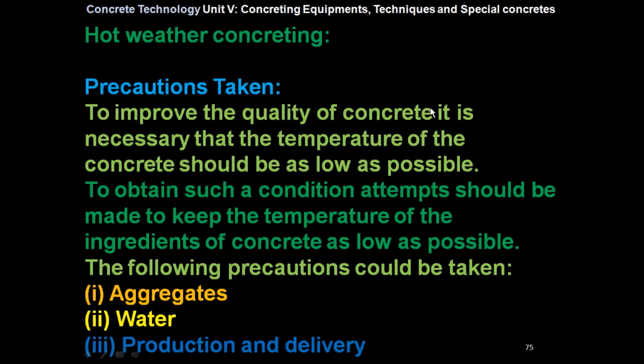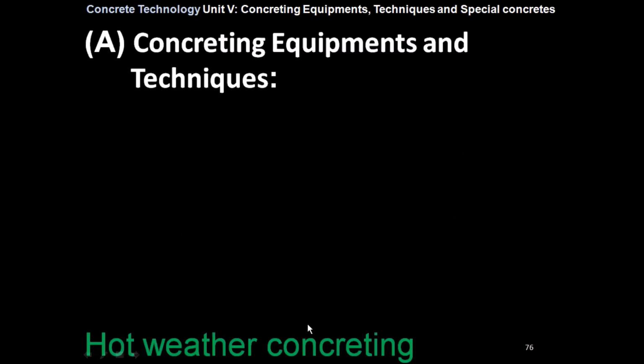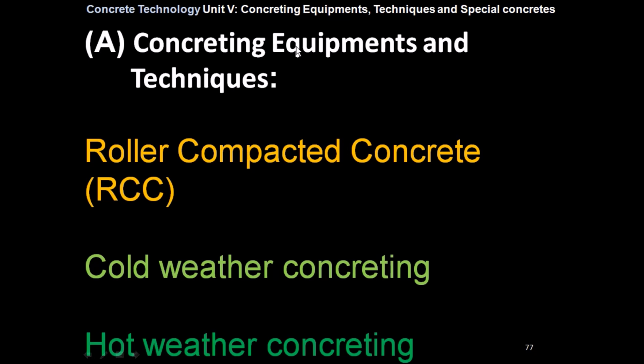To improve the quality of concrete, it is necessary that the temperature of the concrete should be as low as possible. To obtain such conditions, attempts should be made to keep the temperature of the ingredients of the concrete as low as possible. The following precautions could be taken for first the aggregate, second water, and third production and delivery. So we have seen hot weather concreting. We have seen part A, concreting equipment and techniques. We have seen roller compacted concrete, RCC, cold weather concreting and hot weather concreting.